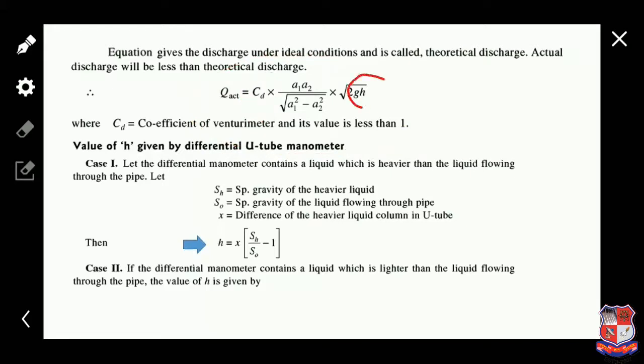Now the value of h in the case of a differential U-tube manometer, how can we find it? According to this equation, h = x (Sh/So − 1). Sh is the specific gravity of the heavy liquid. So is the specific gravity of the liquid flowing through the pipe, meaning the light liquid specific gravity. And x is the difference of the heavier liquid column in the U-tube.